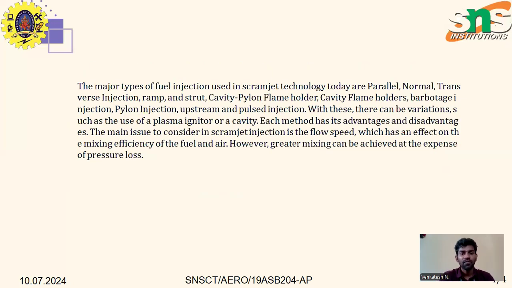The major types of fuel injection used in scramjet technology today are parallel and normal transverse injection, ramp and strut injection, and cavity pylon flame holder, cavity flame holder or backward injection, pylon injection, upstream and pulsed injection. With these, there can be variations such as the use of a plasma igniter or cavity. Each method has its advantages and disadvantages.